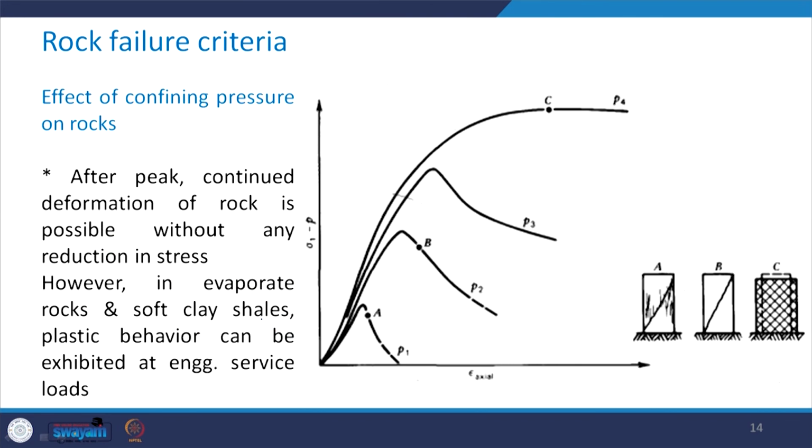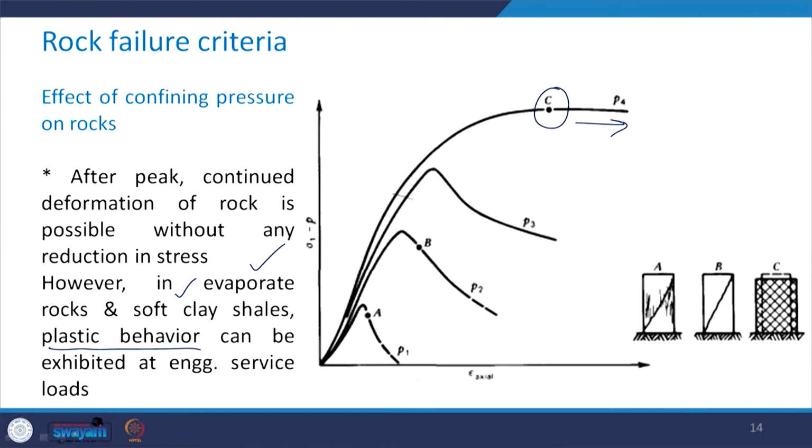However, in some rocks like evaporite rocks or soft clay shales, this plastic behavior can be seen at engineering service loads itself. So I mention to you once again, when you have the ductile kind of behavior after the peak, you are going to get the continuous deformation without any reduction in stresses. This brittle to ductile transition pressure in most of the rocks is beyond the engineering service loads, but in case of the soft clay shales or evaporite rocks, it can be seen at engineering service loads.